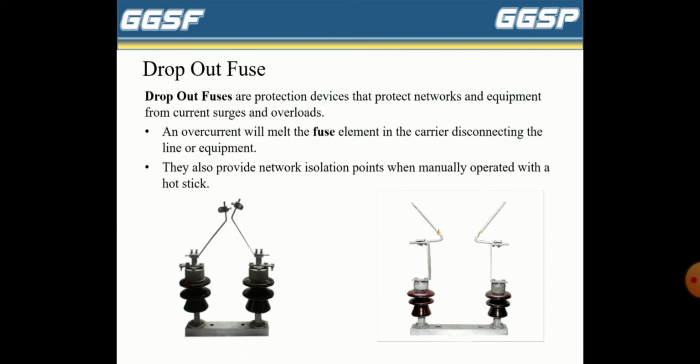Dropout fuse. Dropout fuses are protective devices that protect the network and equipment from current surges and overloads. An overcurrent will melt the fuse element in the carrier, disconnecting the line or equipment. They also provide network isolation points when manually operated with a hot stick.